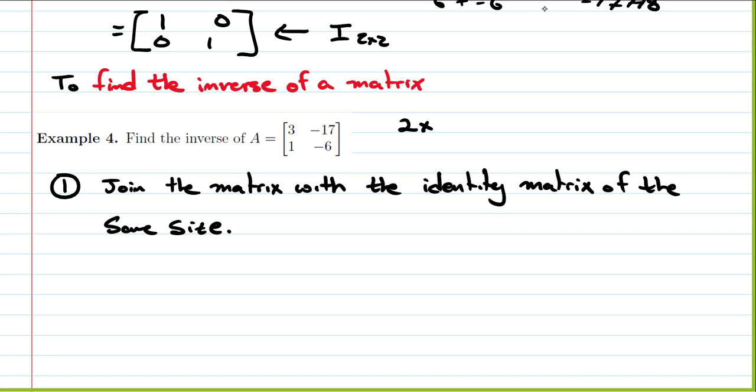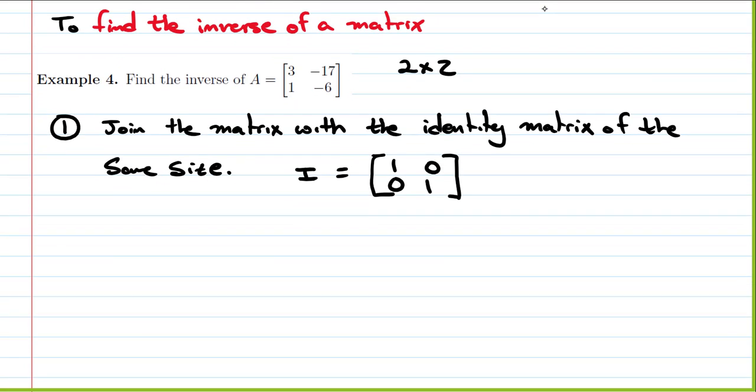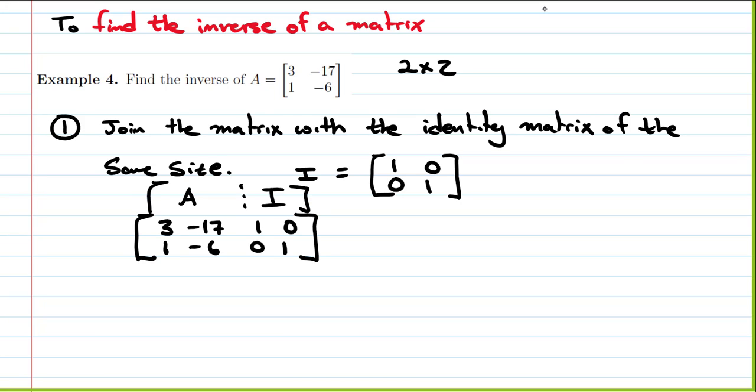So in this case, we have a 2 by 2 matrix, so we're going to use the 2 by 2 identity matrix. So that's the matrix 1, 0, 0, 1. And when we say join, we're going to create a new matrix that is a 2 by 4 matrix. So we have 3, 1 is our first column, negative 17, negative 6 is our second column. And then we're going to make a 2 by 4 matrix with the identity matrix on the right side.